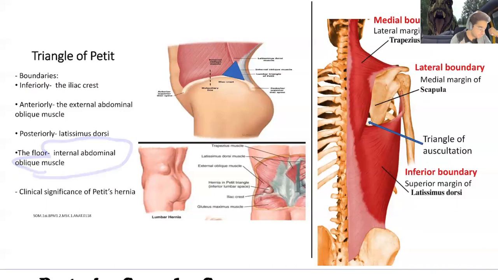I could remember much more clearly the posterior component, the anterior and the inferior, because it's something you can superficially identify because you know where the iliac crest is, like you know where the external abdominal muscles are because you can literally palpate those. But the floor is a little bit more difficult to remember because it's deep seated.